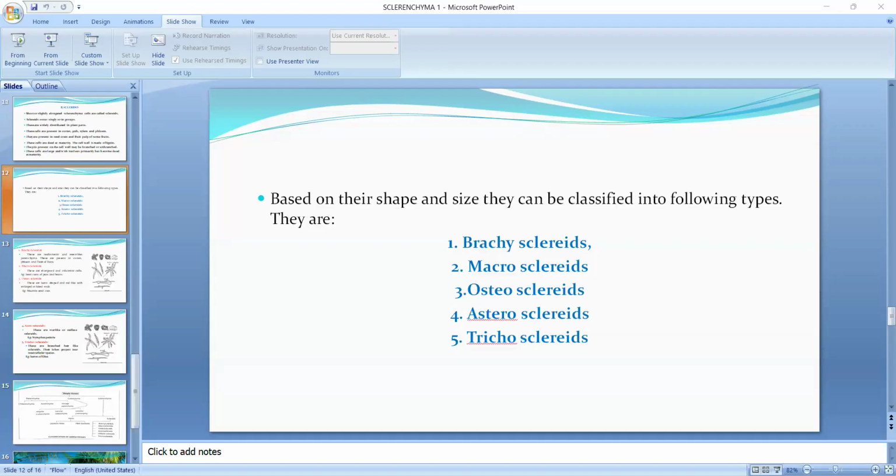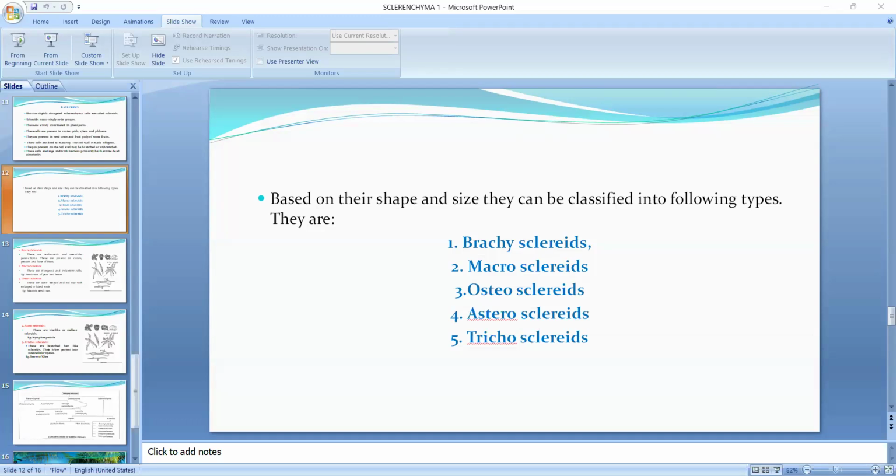Next, coming to the osteosclereids, these are bone shaped. Osteo means bone shaped and rod like with enlarged or lobed ends. They occur in the leaves and seed coats of many monocotyledons, Hakea and Maurilia seed coat. Bone shaped sclereids are called osteosclereids. Examples: many monocotyledons' seed coats, Hakea and Maurilia.